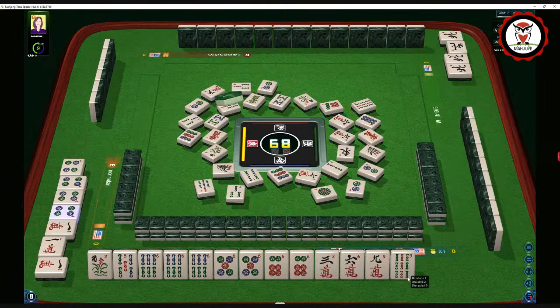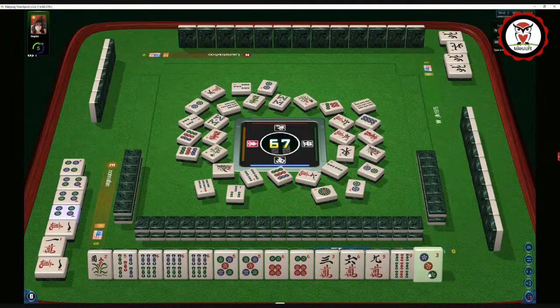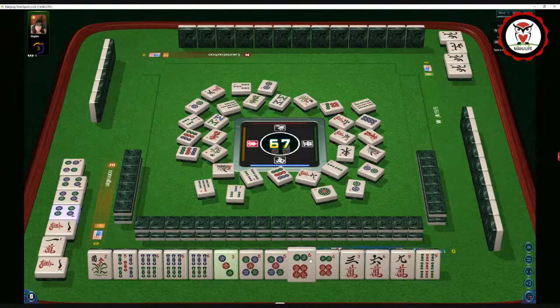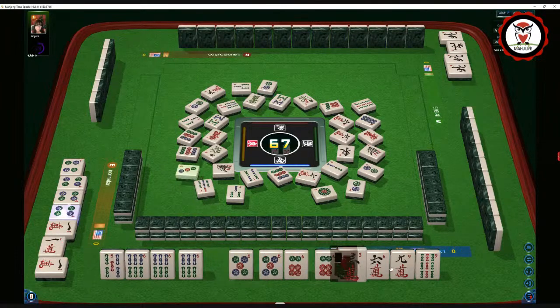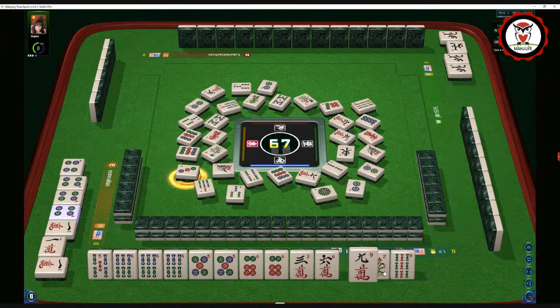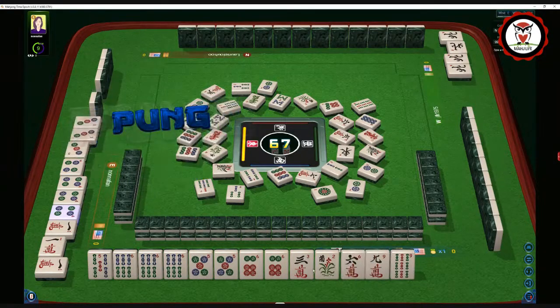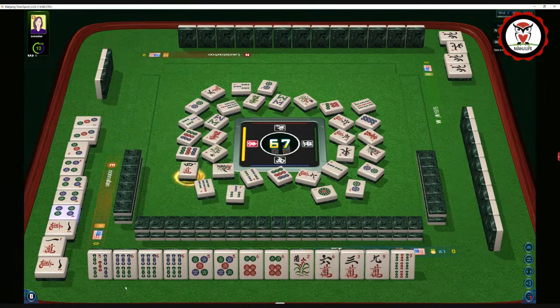9 bamboos. I think 5, 6, 5, 6 has the strongest potential. 3 dot is isolated. You see that? 3, 5, 6. That's not helpful at all. So I'm thinking that 3, 6, 9 dots can go. Pung. I think 5, 6, 5, 6 4 characters is the best choice.